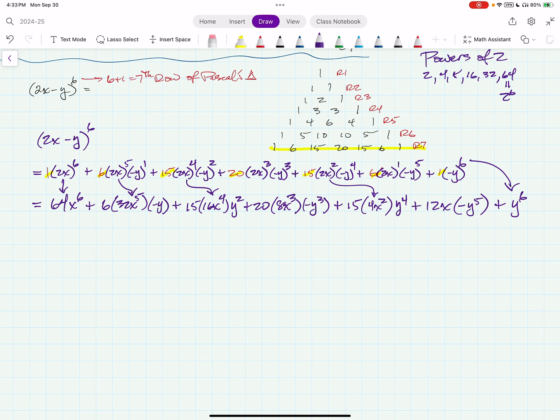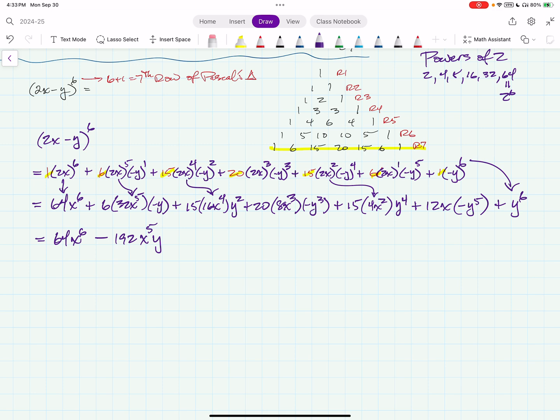Okay, final step. Holy cow, we got 64x to the 6th plus 6 times 32, that's 180 and 12, 192, times x to the 5th, times a negative y, which is going to make the sign change. So I'm going to change it from a plus to a minus and then multiply it by y. So we have a sign change there because positive times a negative is a negative.